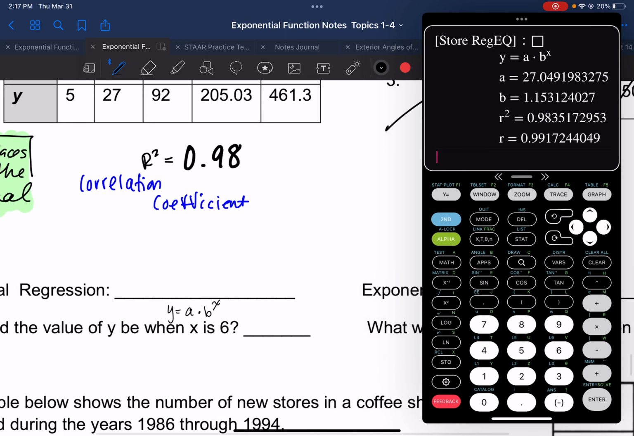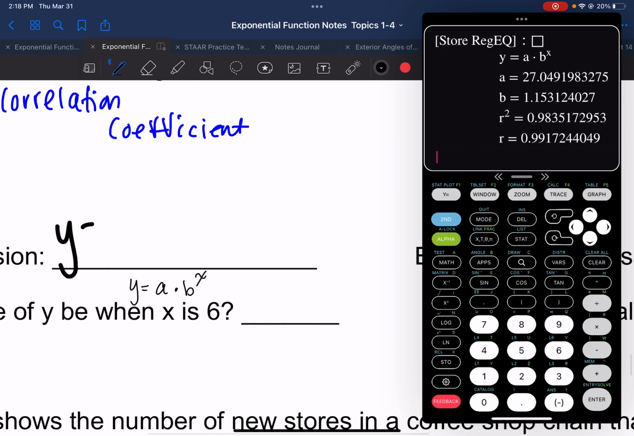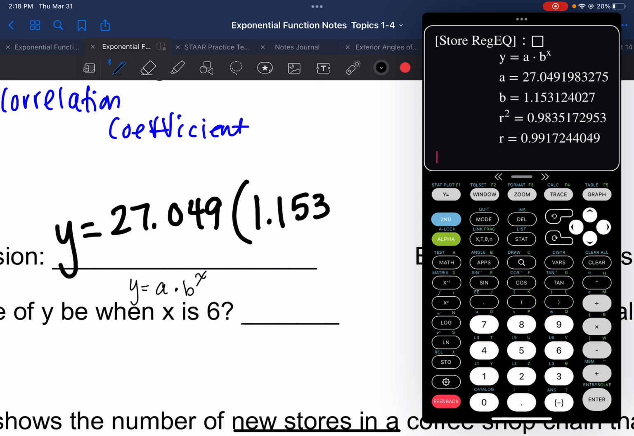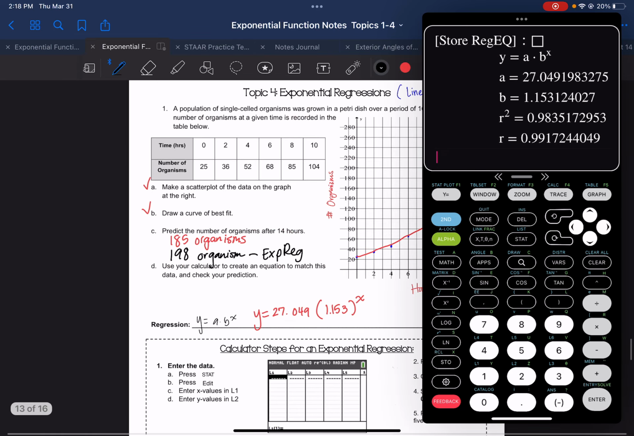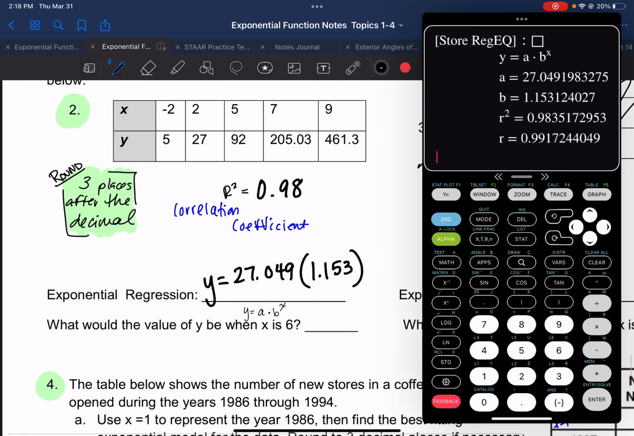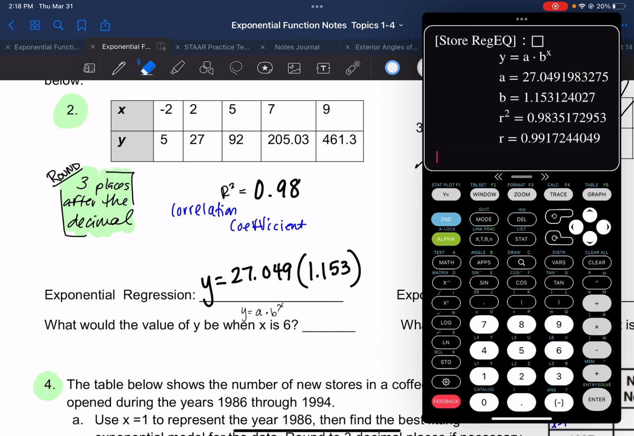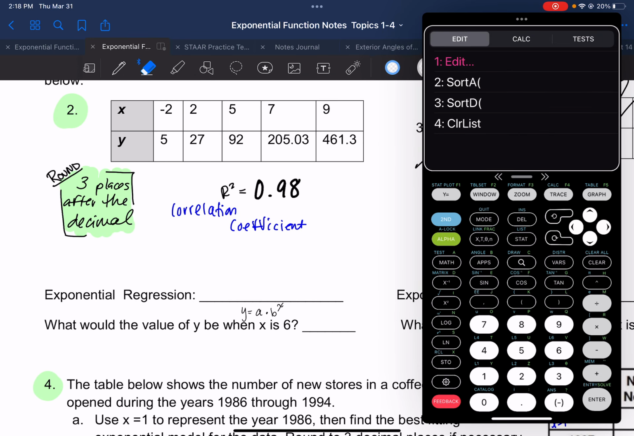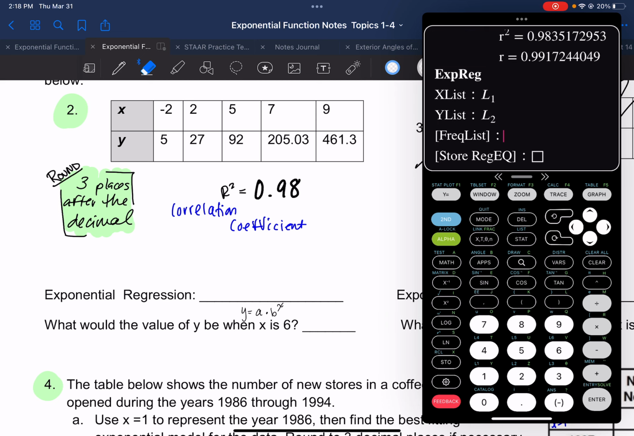So let's go and write my regression. It's going to be y equals around 3. We're going to go 3 places after the decimal. So 27.049. Yep, stays like that because I can't round up. What is my b value? 1.153. Close that. Actually, this isn't right because that's what we just had earlier, right? Yep, here's why, because my calculator has to do it twice. Don't write that. Sorry, guys. Erase that. Sorry. All right, bam. Do it again.